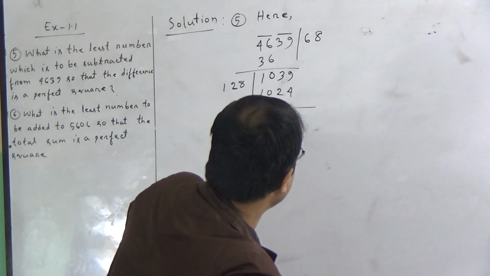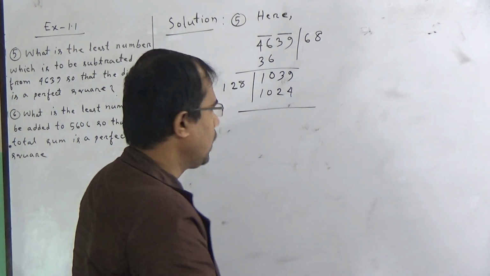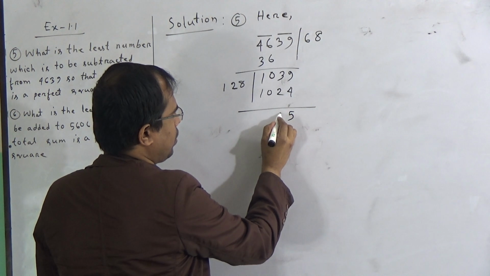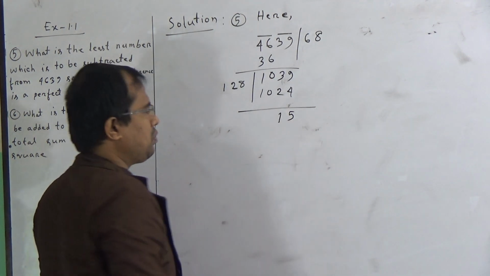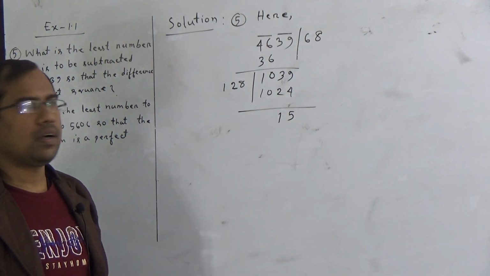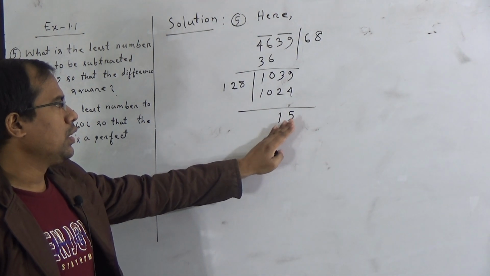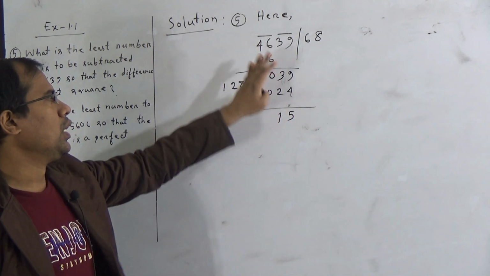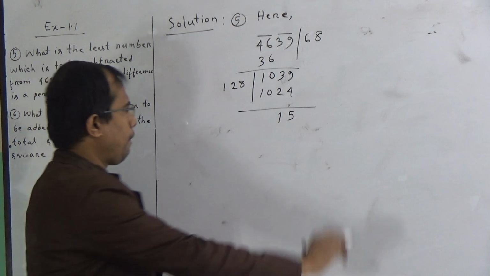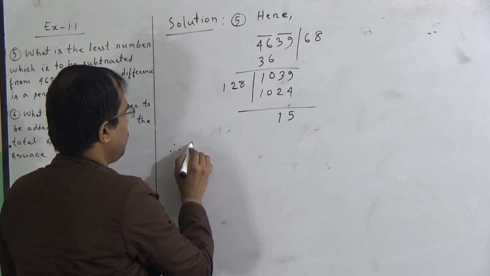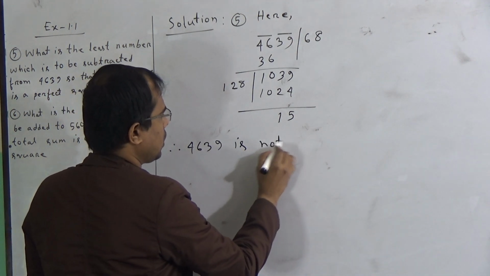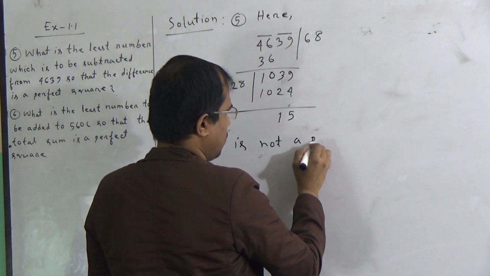Okay, now after subtracting, we will get 9 minus 4 equal to 5 and 3 minus 2 equal to 1, so 15. Here the remainder comes, the remainder is 15. That means 4639 is not a perfect square number. If we subtract this remainder 15 from the number, then the number will be converted into a perfect square number. Therefore 4639 is not a perfect square.